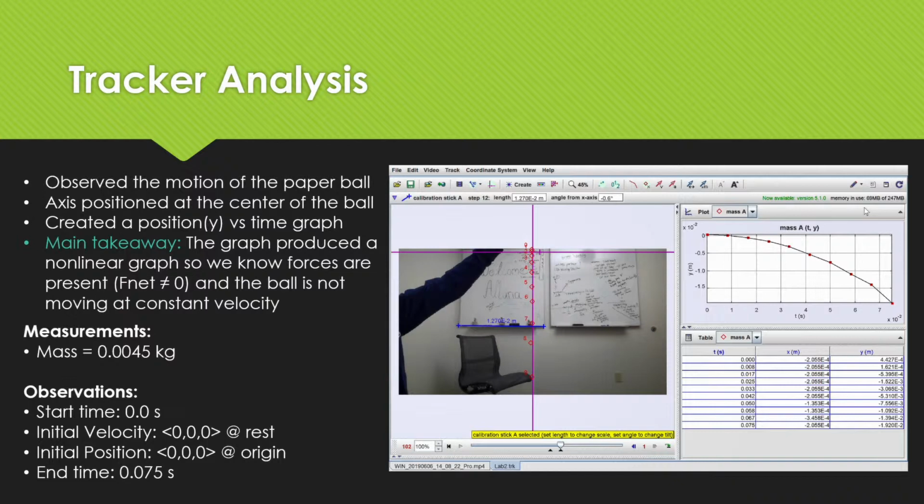The measurements and observations collected during this were that the mass of the paper was 0.0045 kilograms, and the observations included the start time, which equals 0, the initial velocity and position, which both equaled 0, assuming the ball began at rest and at the origin, and the end time was 0.0075 seconds.